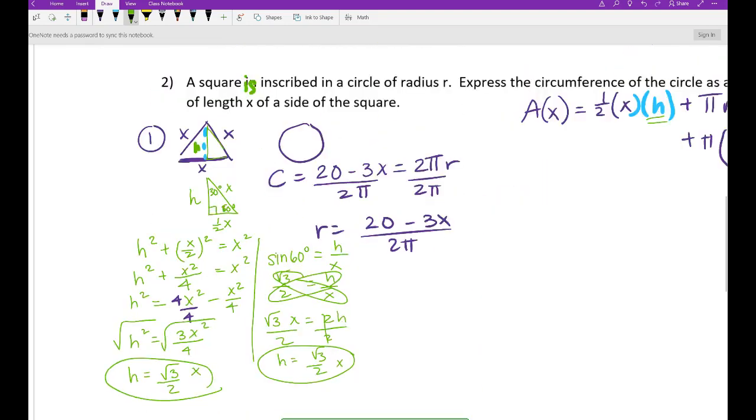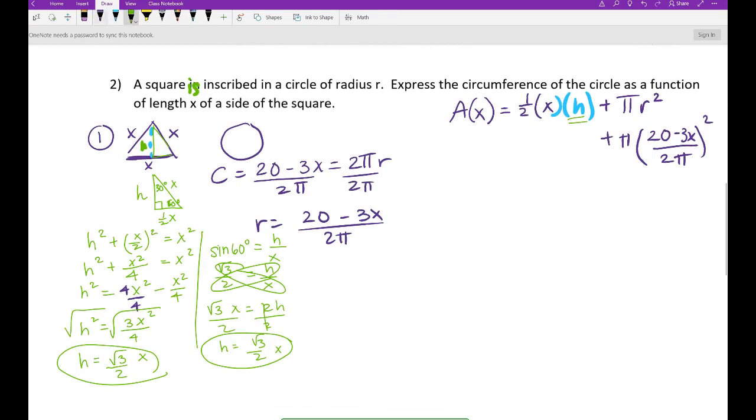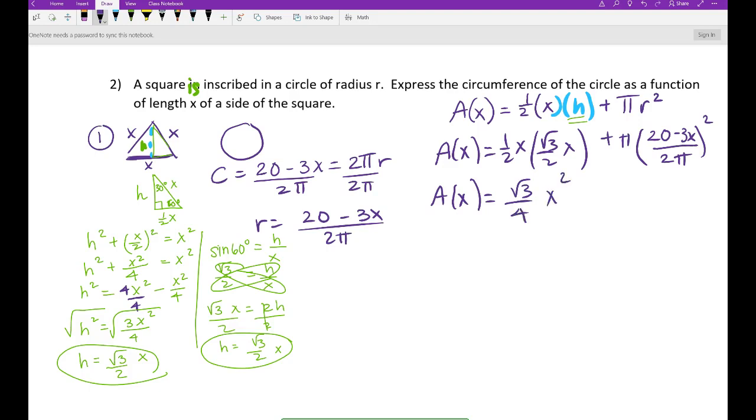Now that I know h, I'm going to plug it in here and then make it pretty. Here we go. A of x equals 1/2, x is x. H is now radical 3 over 2, x. Let's make it really pretty. A of x equals radical 3 over 4 times x squared. Does that look okay? Over here, I'm going to leave the numerator undistributed, but the bottom, if I distribute it, would you agree that's 4 pi squared? And I can cancel out one of the pi's, so this is just going to be 4 pi left. And that's as far as I would need you to go. So that's my final answer.